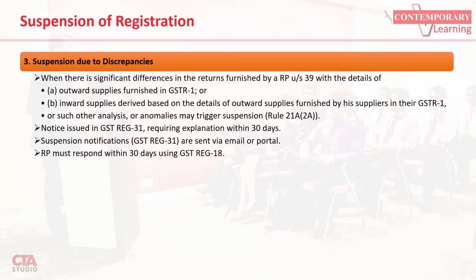Rule 21A(2A). Process. Notice issued in GST REG-31 requiring explanation within 30 days. Suspension notifications in GST REG-31 are sent via email or portal. RP must respond within 30 days using GST REG-18. PO may either drop the proceedings in GST REG-20 or cancel the registration in GST REG-19. This provision targets potential data manipulation and ensures accuracy in reporting.